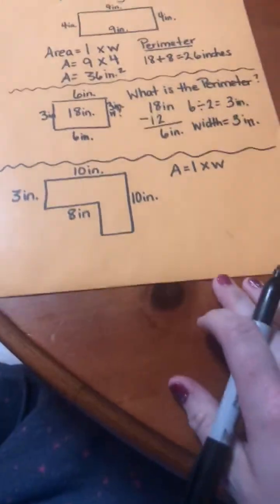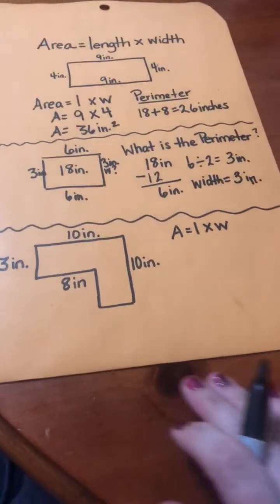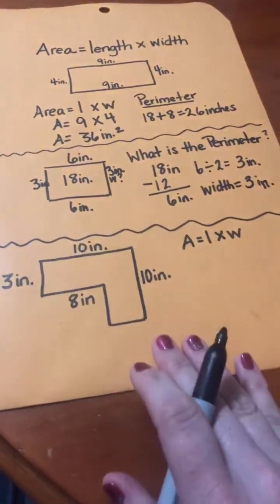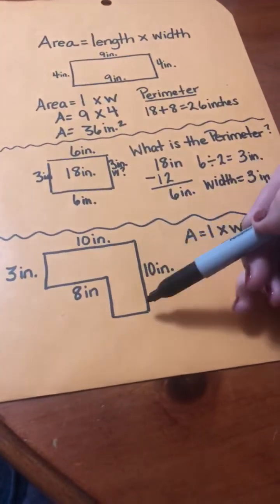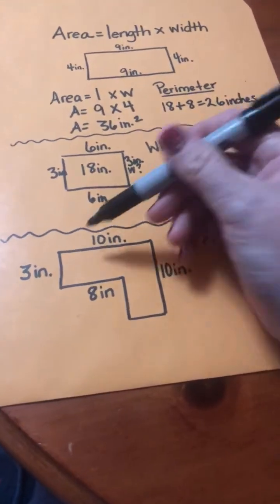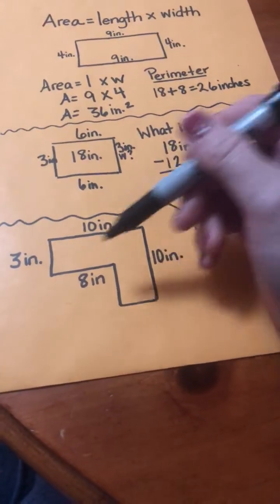Now, this one is a little bit more complicated when we have a shape that has two parts and we have to find the area of the total shape here. This side we know is 10.